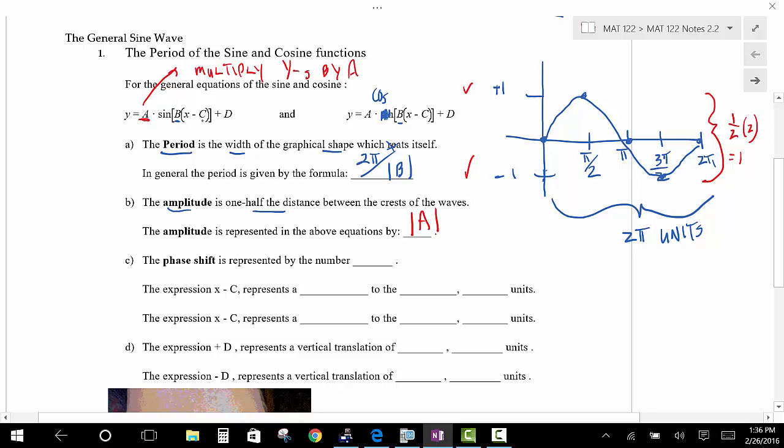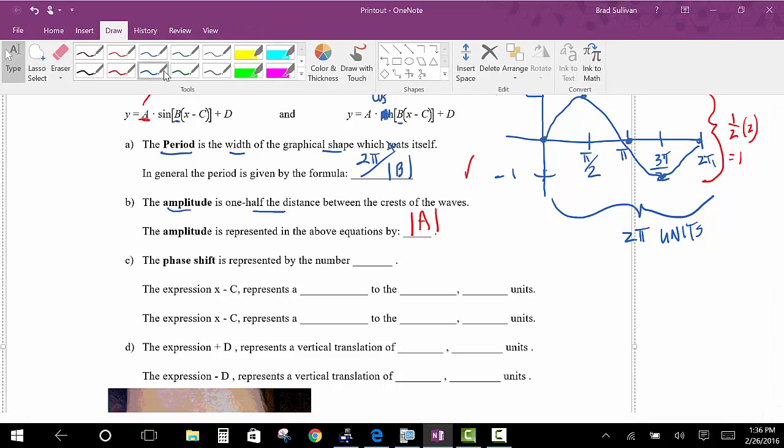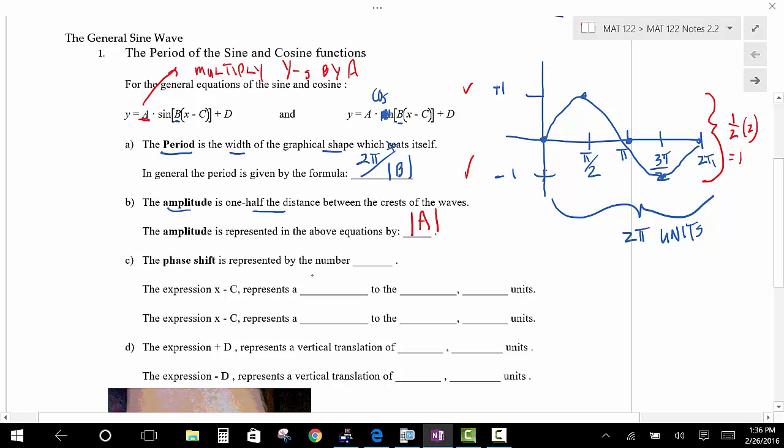Okay, the phase shift is going to turn out to be this number c. So it works out like this. If you have x minus c, that's going to be a phase shift to the right, c units. Okay, if it's x plus c, I think I meant for this to say x plus c, then that's going to be a phase shift to the left, c units. Okay, then if you look at the value d, that's going to be a vertical translation up d units. And then if it's a minus, that's going to be down d units like this.